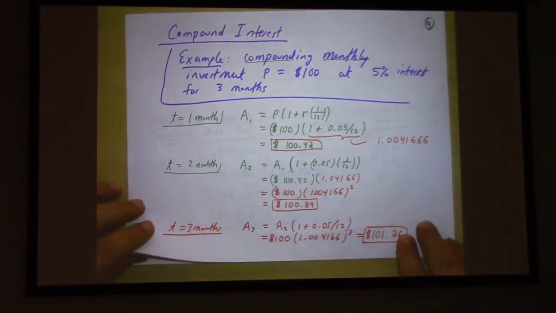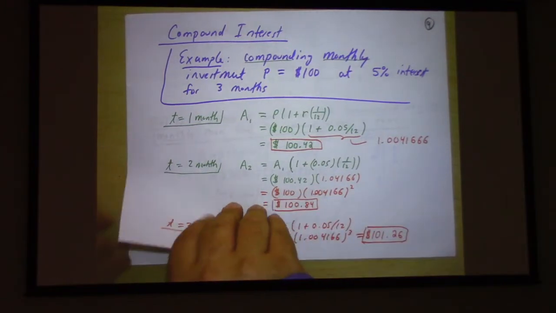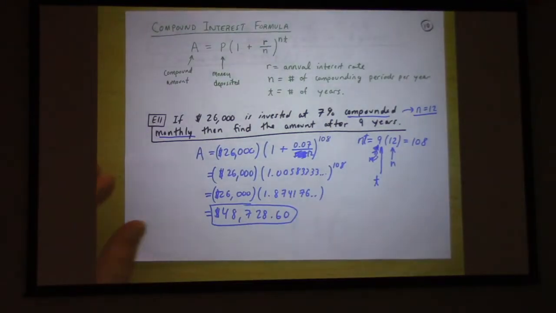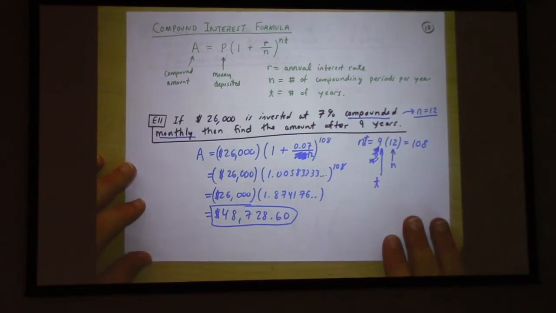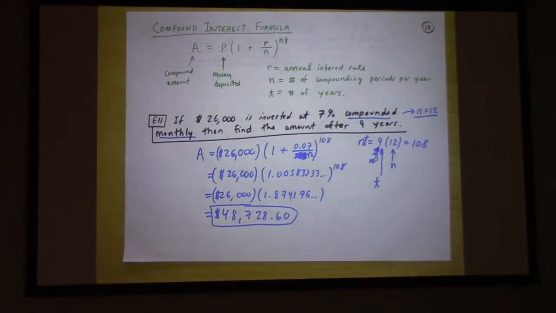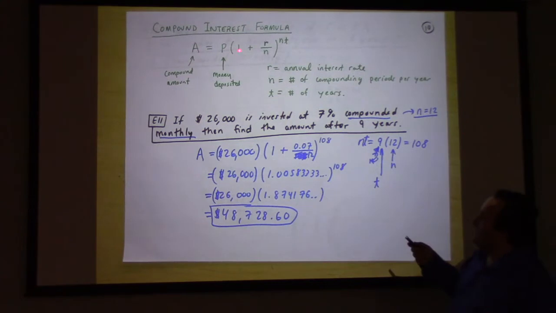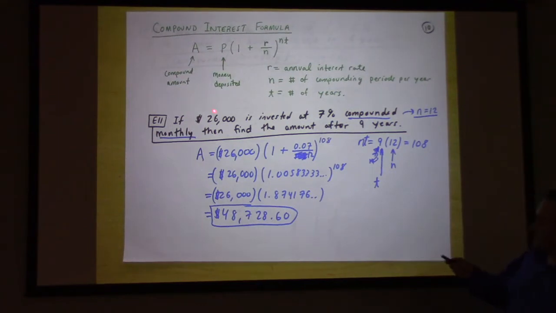I talked about compounded interest, right? Compounding periods, monthly. Here's the compound interest formula here. So the compound interest formula says that the future amount is the principal times 1 plus the rate, the yearly rate, divided by the number of compounding periods, right? And here t is the number of years. So for example, if we invest $26,000 at 7%, we do 1 plus 0.07 divided by 12 to the n times t, which is 108, and we got that number, right?